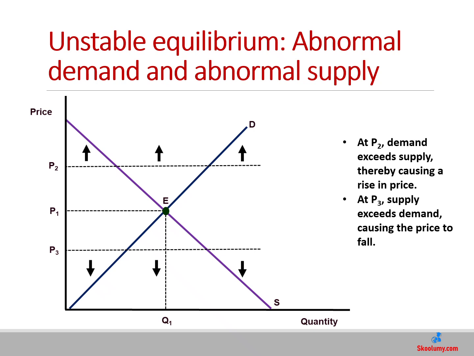Unstable equilibrium: abnormal demand and abnormal supply. An abnormal demand curve slopes upward. An abnormal supply curve slopes downward.